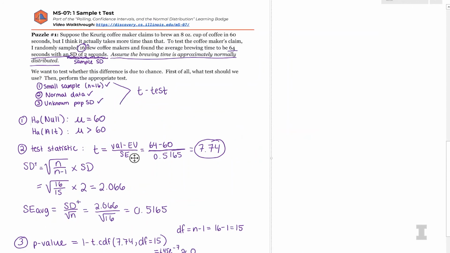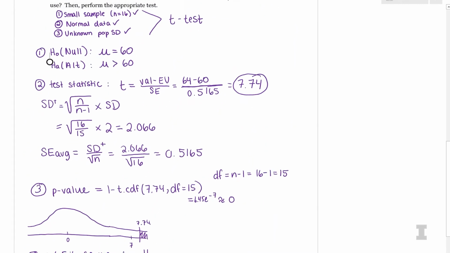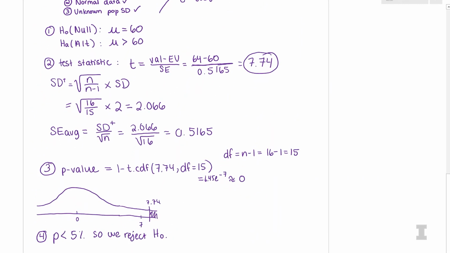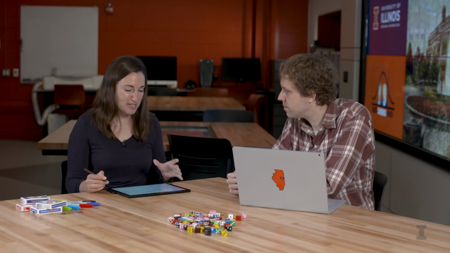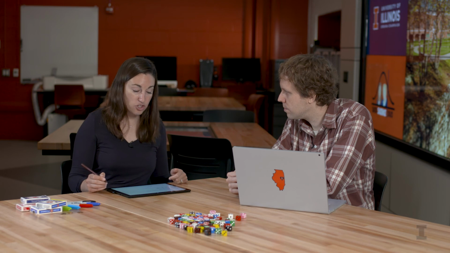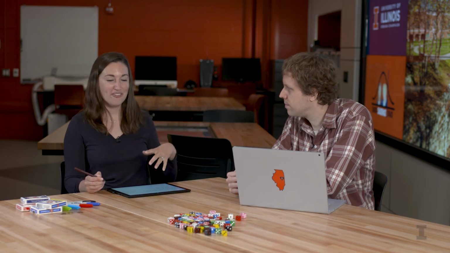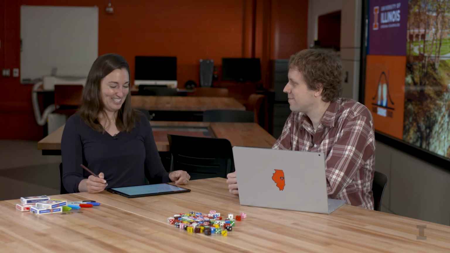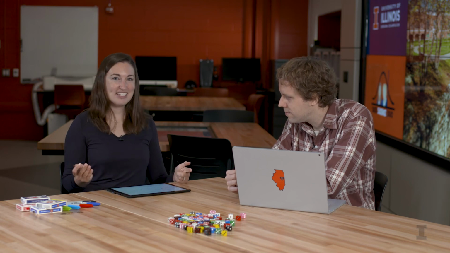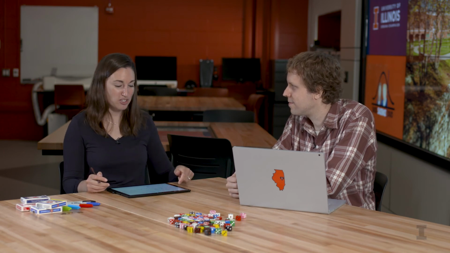If I look back at my null, the null says that the true mean of all Keurig coffee makers is 60 seconds. We're saying the probability of that being the case is low. There's evidence against it. So there's evidence that the true mean is actually greater than 60. We could present it to Keurig and say, you might be lying. But that is the t-test, and hopefully you can see the similarities between the t-test and the z-test. And there are a bunch more hypothesis tests that we can do, but the nice thing is they all kind of follow the same pattern.